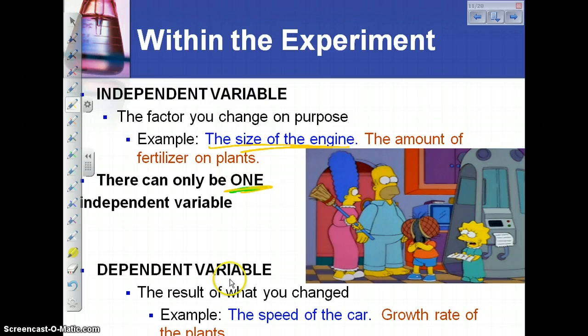The dependent variable is going to be the result of what changed. So, for instance, if we change the size of the engine, we are hoping that the speed of the car is what changed. Or on a completely different example, if you're trying to determine if the amount of fertilizer causes plants to grow better, well, the dependent variable, the thing that changes by adding fertilizer, would hopefully be the growth rate of plants. So we have these two groups. One of them has the independent variable applied to it, the other does not.